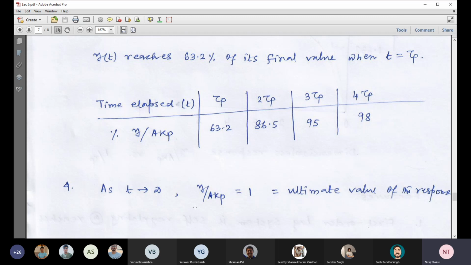And this fourth point I already mentioned is indicating how to calculate the ultimate value of the response. This time t is basically our operating time. You can note down that this t is basically our operating time, I mean the final t. How long we are operating the process. So t starts from 0 to t final.